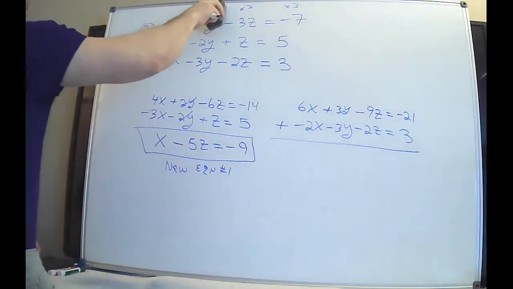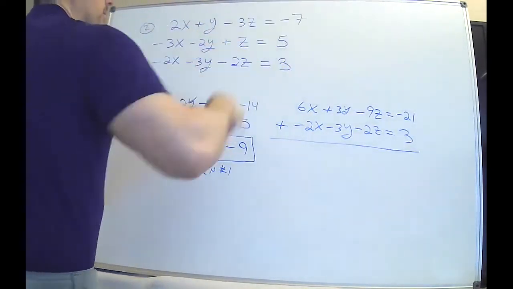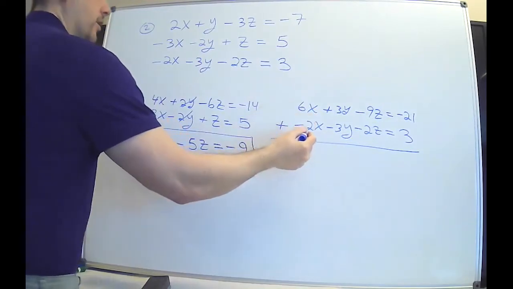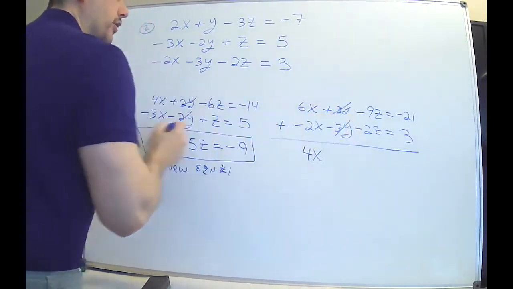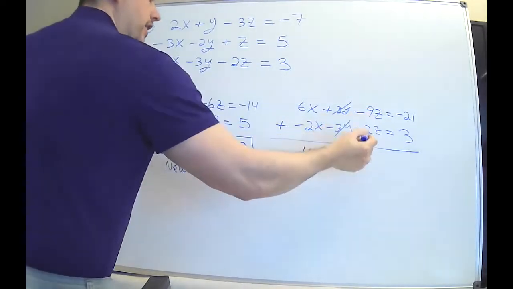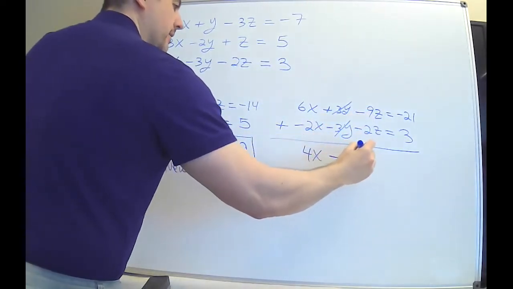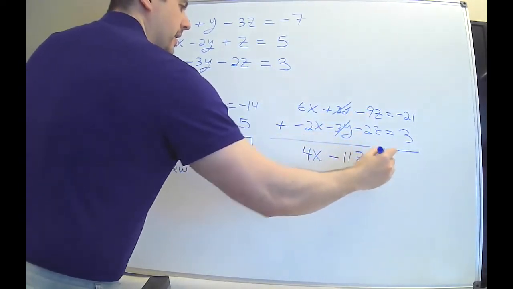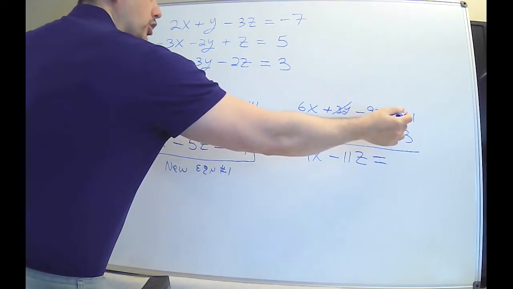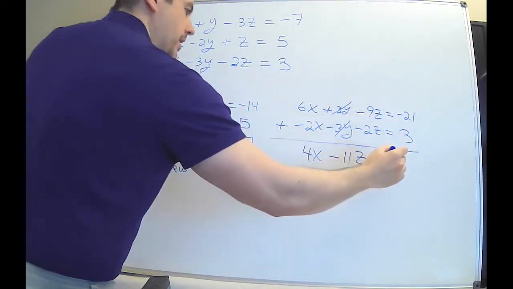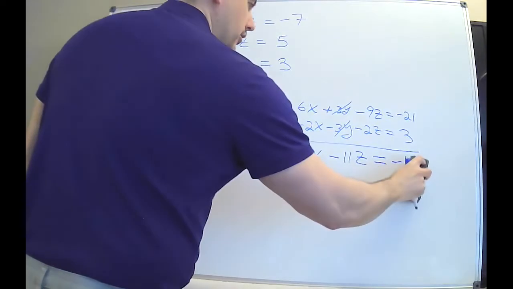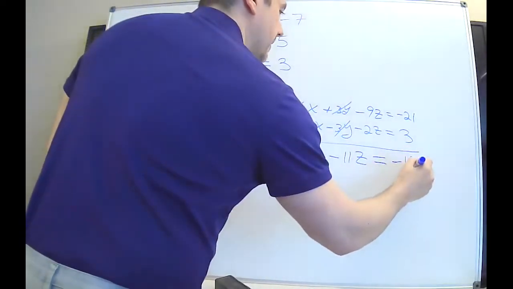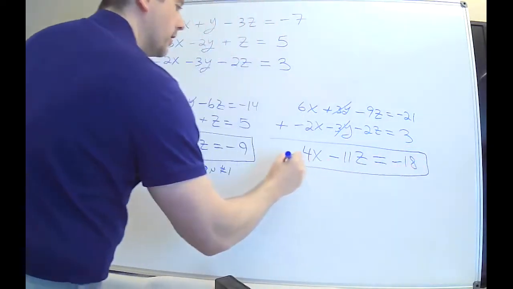All right, not so bad. I mean, I'm not happy with some of the numbers, but we'll see how it comes out. 6 take away 2 is 4. Not bad at all. 3y minus 3y. Goodbye. Negative 9 and negative 2 make negative 11. I'm not thrilled with that. Equal sign gets bigger. You owe me $21, but you pay me 3. You still owe me 18. You owe me 18.